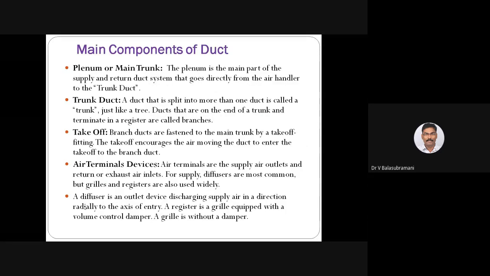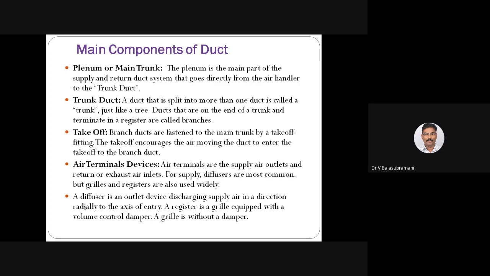The main trunk is the main part of the supply and the return duct system that goes directly from the air handling unit, which is directly connected to the air handling unit. The trunk duct is where the duct is split into more than one duct, just like a tree. Mostly these ducts are designed from the main trunk only. The ducts at the end of the trunk that terminate in a register are called the branches.